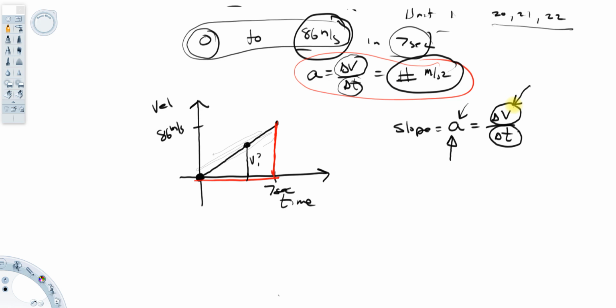Part C, how far has it traveled by the time it reaches 86 meters per second? So the 86 meters per second, going back to the original part of the problem, was after the 7 seconds. And again, the way you find displacements from a velocity graph is by area. So it's going to be this area that I'm kind of shading in blue here. And again, this is a triangle, so 1/2 base times height.